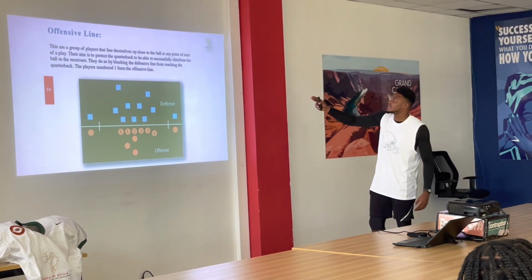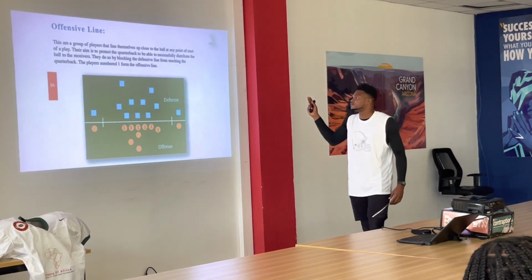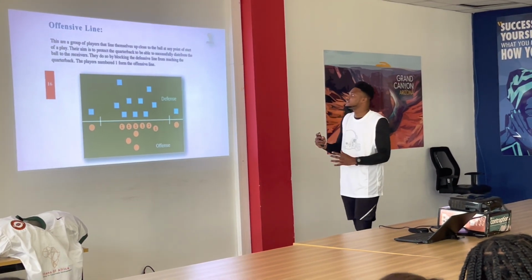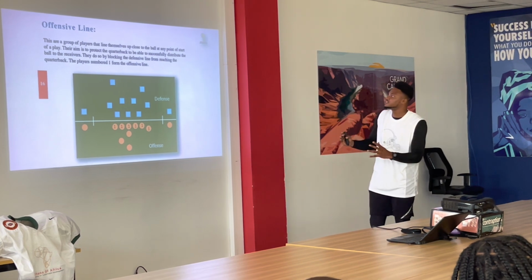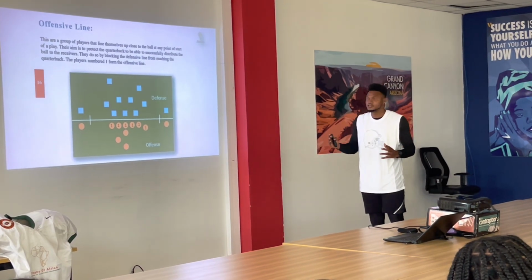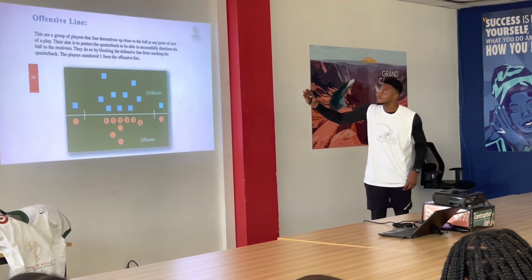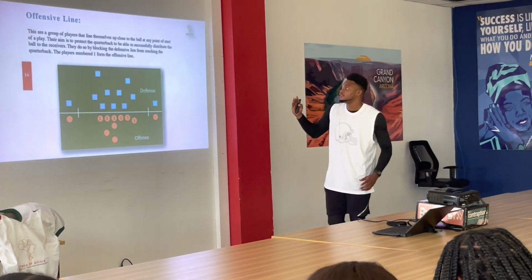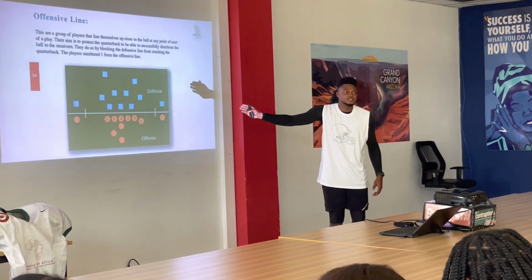These are a group of players that line themselves up close to the ball at the start of play. Their aim is to protect the quarterback to be able to successfully distribute the ball to the receivers. They do so by blocking the defensive line from reaching the quarterback. The players numbered 1 form the offensive line.